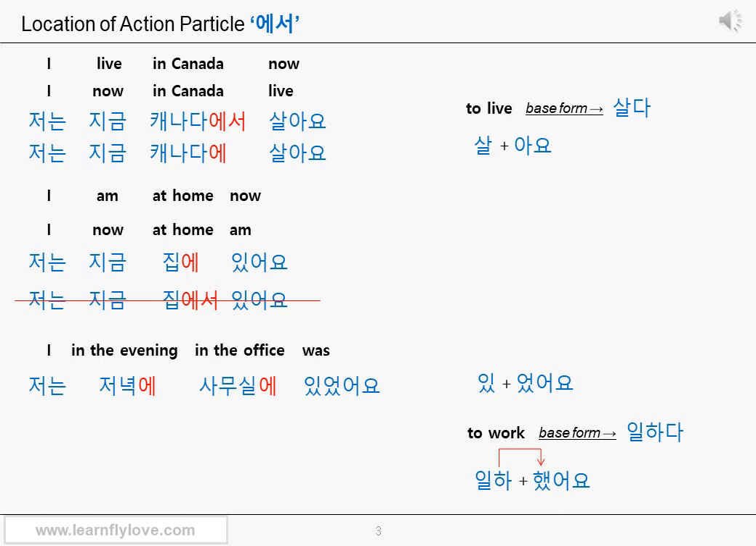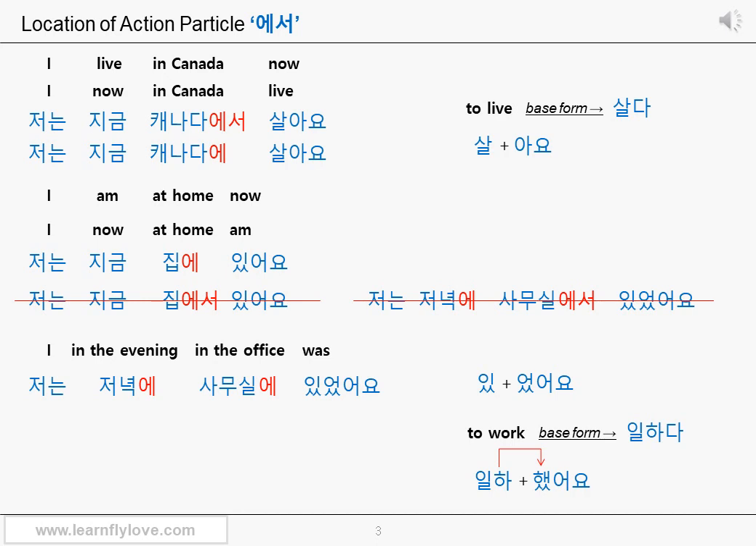It's in the past tense, so you need to add a past tense ending. The stem 있 plus 었어요. 있었어요. 저는 in the evening, 저녁에 in the office, 사무실에 was, 있었어요. 저는 저녁에 사무실에 있었어요. 저는 저녁에 사무실에서 있었어요. Possible. But as I said, please don't use 에서 where there is no actual action.